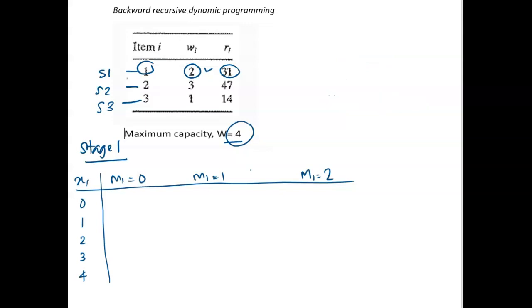For the function, for now we are at stage 1, so F1(x1) is equal to the maximum of 31 times M1, and then you have to add the optimal solution from the other stage. Because this is stage 1, it is from F2, or stage 2, of x2, but x2 here is actually x1 minus the weight, which is 2 times m1.